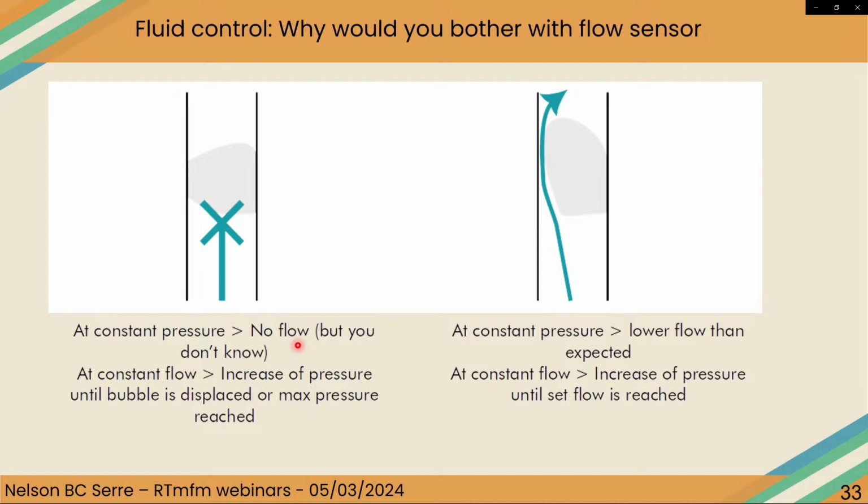While if you work at constant flow, so if you mix pressure and flow and their feedback on each other, the pressure will increase until the bubble is displaced, or you reach the maximal pressure of your system. But at least you will know that it's actually blocked. And if you have a partial clogging, kind of the same thing. At constant pressure, you will have lower flow than expected, but you will not know. With constant flow, you will be able to increase the pressure until the set flow is reached.